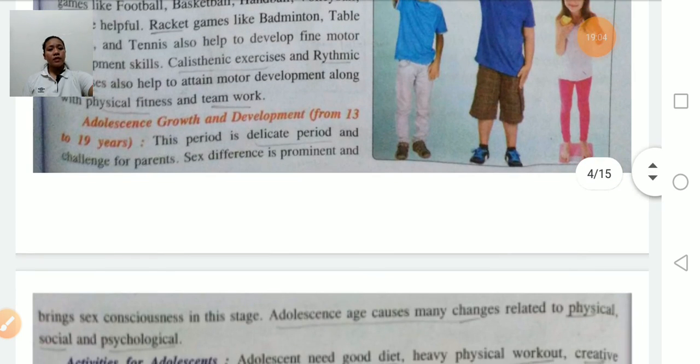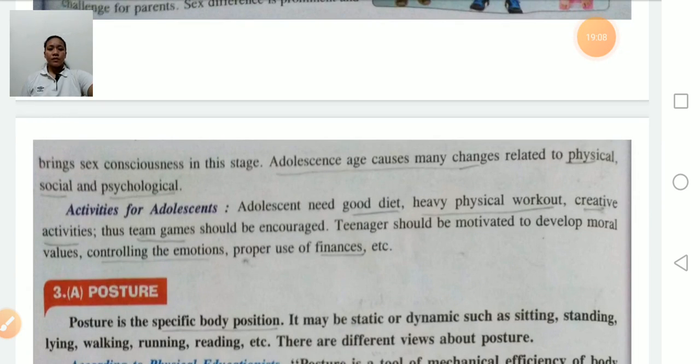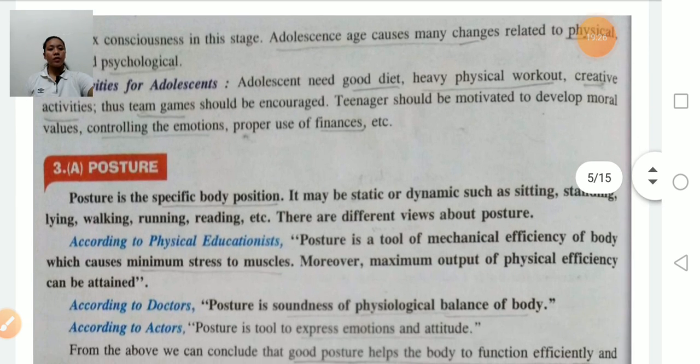And for adolescence growth and development, they should perform heavy physical workouts, as their bones and muscles are developed. Therefore they should participate in heavy physical workouts, creative activity and team games, and they should take a proper good diet.